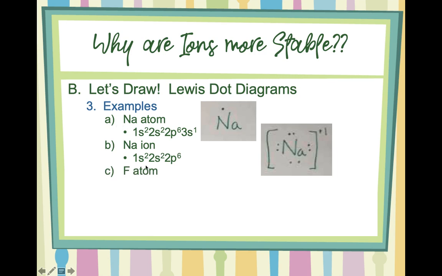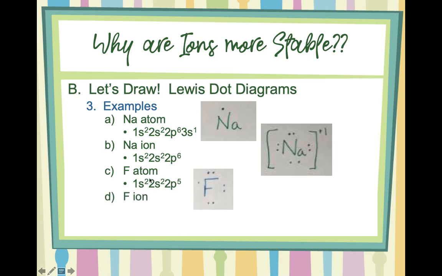Fluorine atom. The electron configuration for fluorine is 1s2, 2s2, 2p5, because it has 9 electrons. But you could also look: fluorine is in the 5th column of the P block. So you count the P and the S: 1, 2, 3, 4, 5, 6, 7 valence electrons. So for the fluorine atom, the Lewis dot diagram is a capital F for the symbol, and then 1, 2, 3, 4, 5, 6, 7 dots.